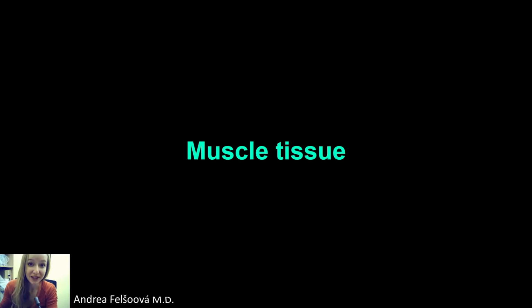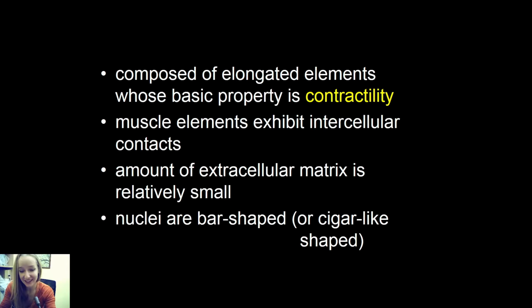This lecture will be about muscle tissue, and really muscle tissue is the fourth tissue we will be talking about, so let's start. It consists of elongated elements. This term is important, they're elements, and they're able to contract. Yeah? They're able to contract.